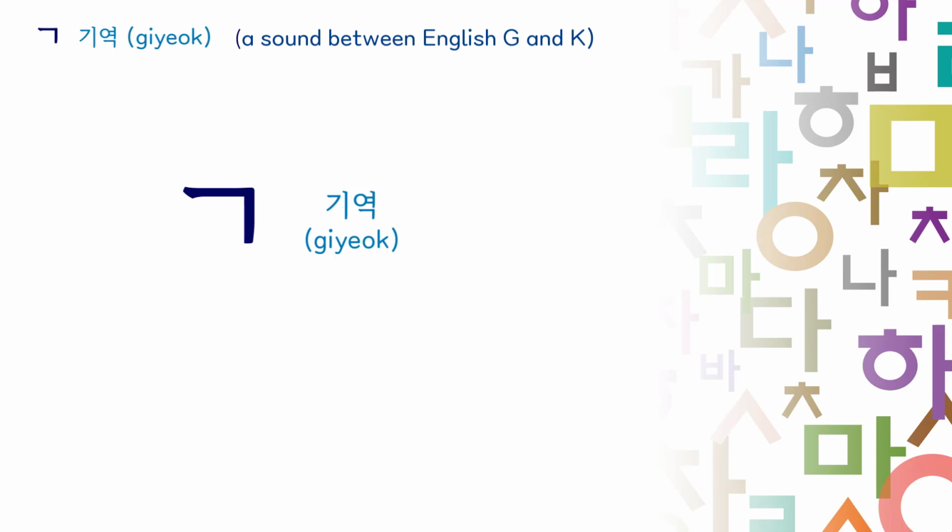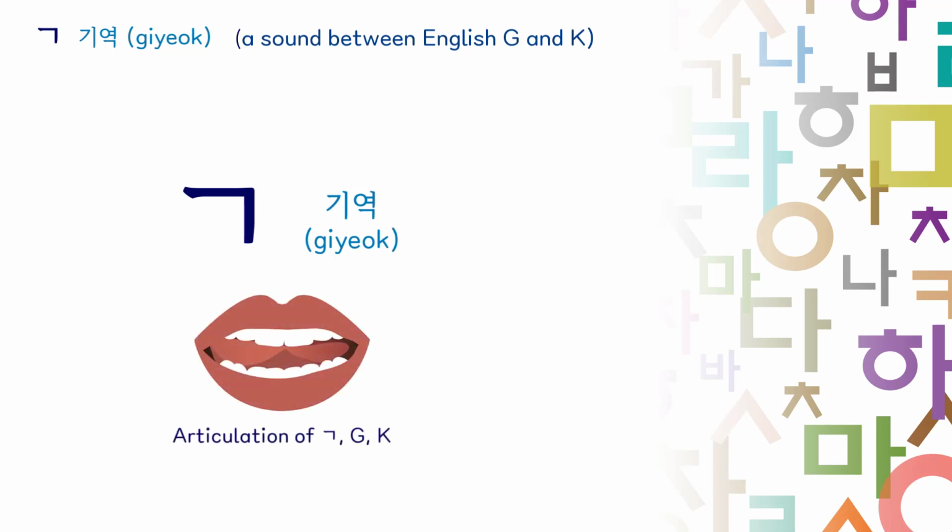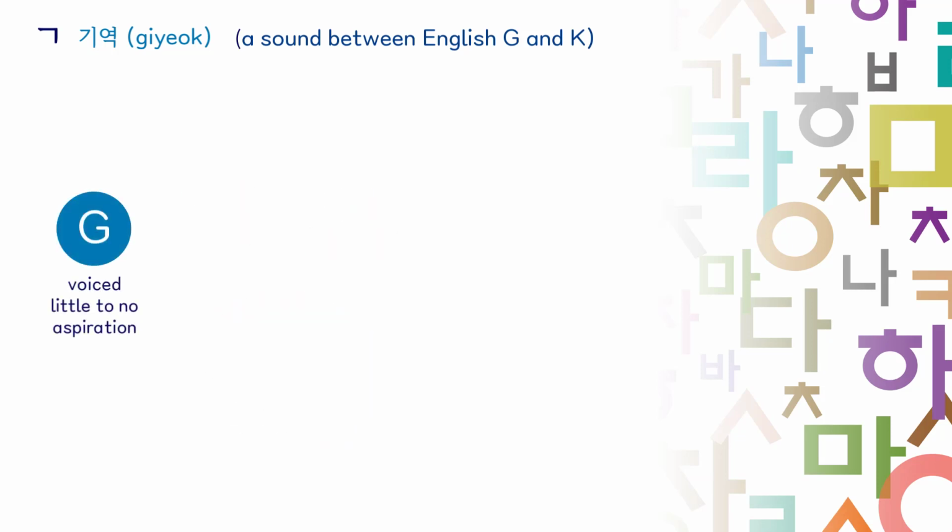To better understand what this means, we first have to understand that 기역, G, and K sounds are articulated in a similar way, as in the sounds are produced in a similar way. The mouth is open a little, and the back of the tongue touches the roof of the mouth. However, the differences between these 3 consonant sounds is in voicing and level of aspiration. G is a voiced sound, so the sound is produced with vocal cord vibration. And the G sound is produced with little to no aspiration.